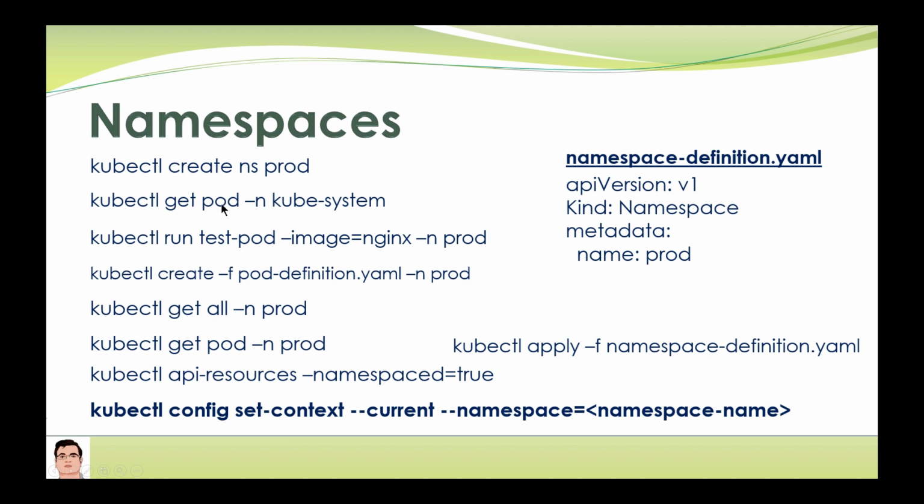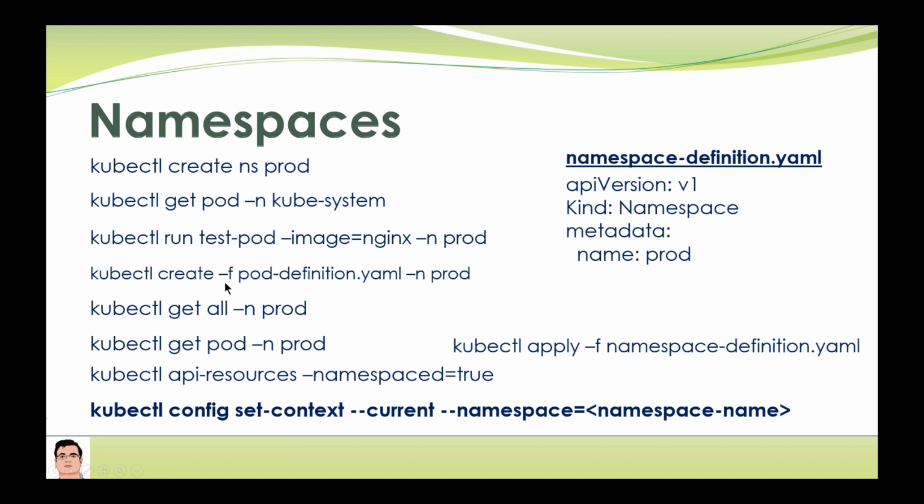So kubectl get pod. I'm just trying to get all the pods from the namespace. The -n stands for namespace, and I'm using kube-system. So it will get all the pods from a particular namespace, that is kube-system. kubectl run test-pod, the image I am using is nginx, and the namespace is prod. So it will create a pod named test-pod with the image nginx in the prod namespace, not in the default, because I already mentioned the prod namespace here.